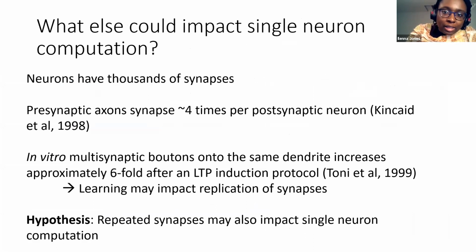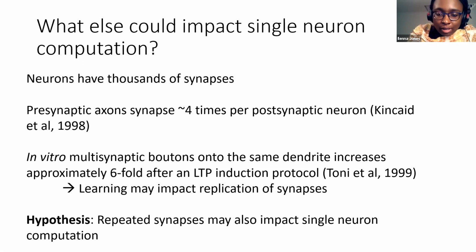So what else could impact single neuron computation? Neurons have thousands of synapses, and presynaptic axons synapse on average 4 times per postsynaptic neuron. This means that if you have a postsynaptic neuron, on average, you'll have 4 repeated inputs from the same presynaptic neuron onto that postsynaptic neuron. In vitro, multisynaptic boutons onto the same dendrite increase approximately 6-fold after an LTP induction protocol. The takeaway is that learning may impact the replication of synapses. And so this leads us to the hypothesis: repeated synapses may also impact single neuron computation.